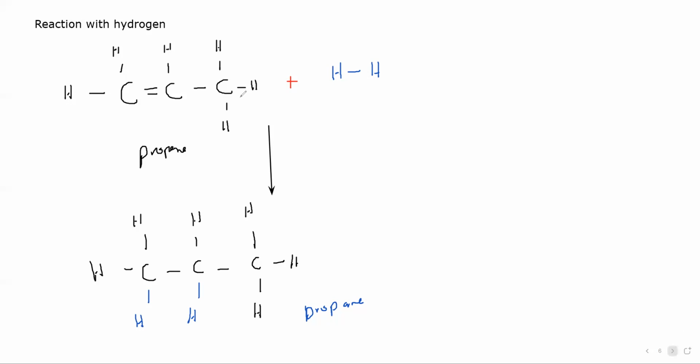The second reaction is reaction with steam. Because the temperature is high, that is why it is steam, or you can also say reaction with water. If water is removed from a compound, we call it dehydration. But if water is added to a compound, we call that hydration. Hydration means addition of water.